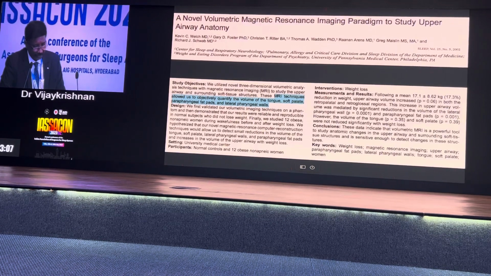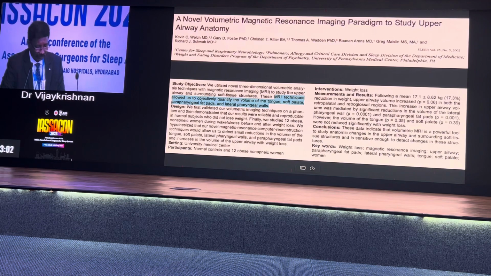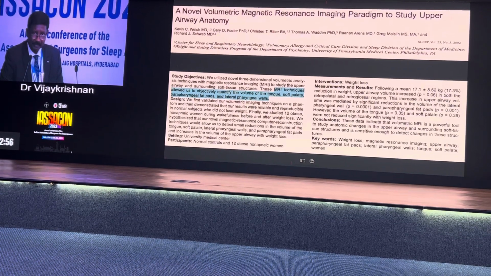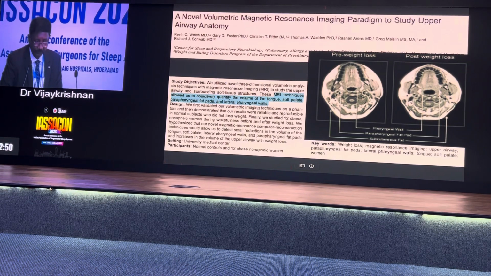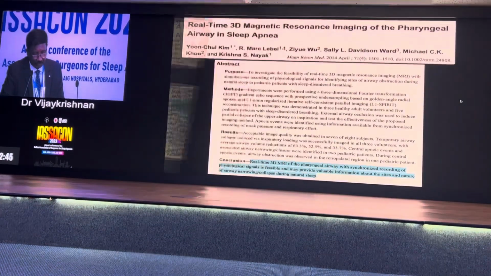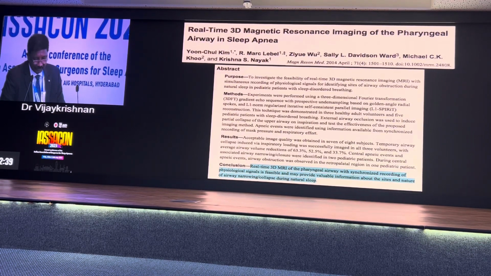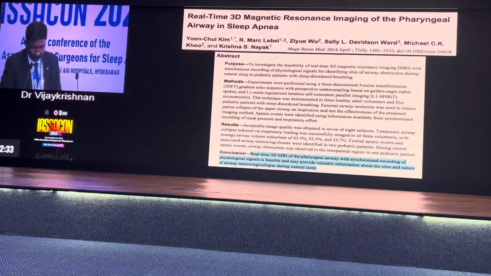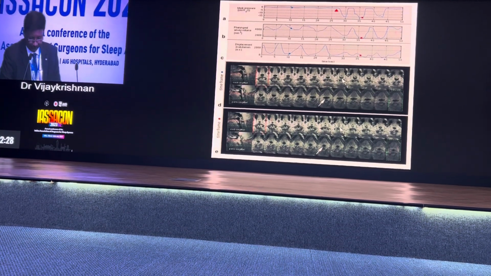A couple of decades back it was clearly explained that MRI objectively quantifies the volume of the tongue, soft palate, parapharyngeal fat pad and lateral pharyngeal wall, which cannot be assessed with drug-induced sleep endoscopy. Here you can see how much it is reduced after simple weight loss, and how much the airway space has increased. Another paper, a decade back, clearly says real-time 3D MRI of the pharyngeal airway with synchronized recording of the physiological signal is feasible and provides valuable information about the site and nature of airway collapse during natural sleep. That's the biggest advantage of dynamic MRI.